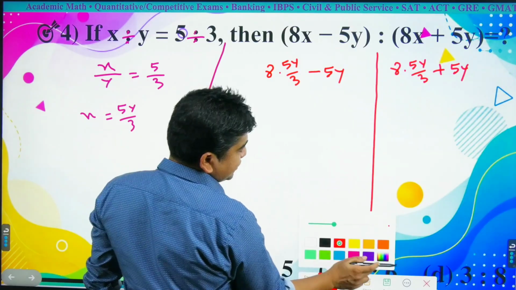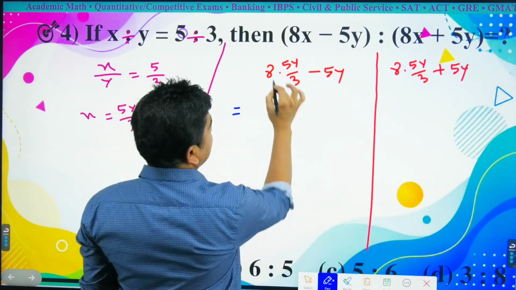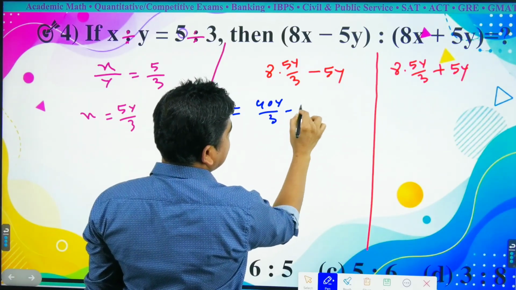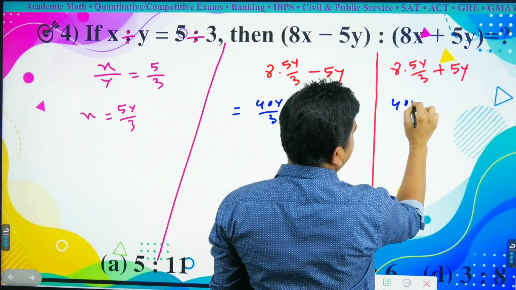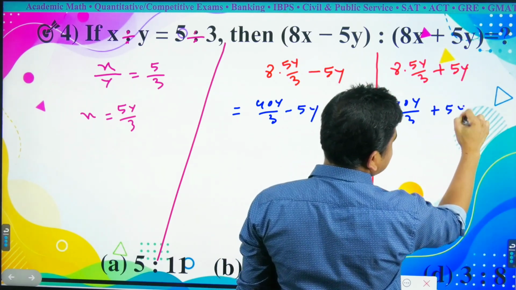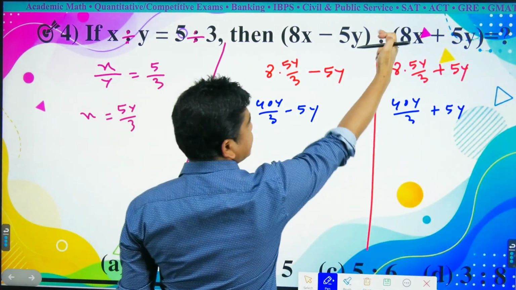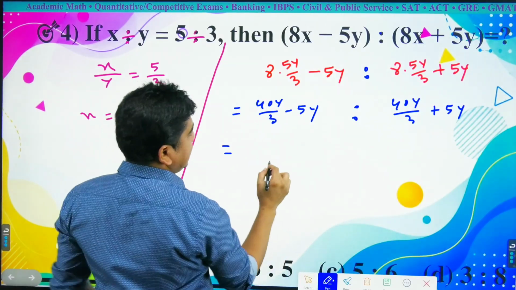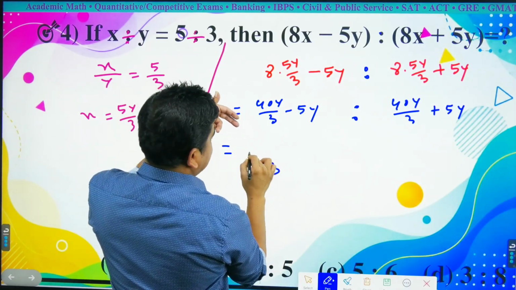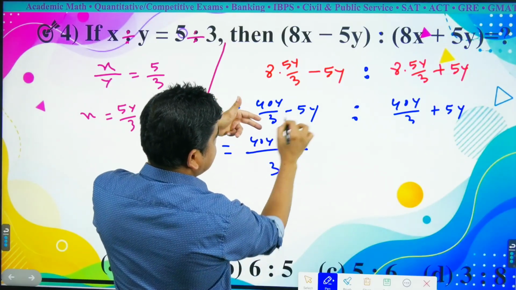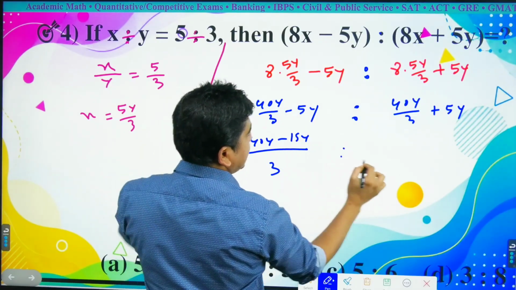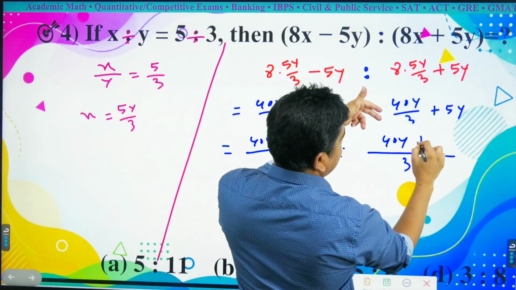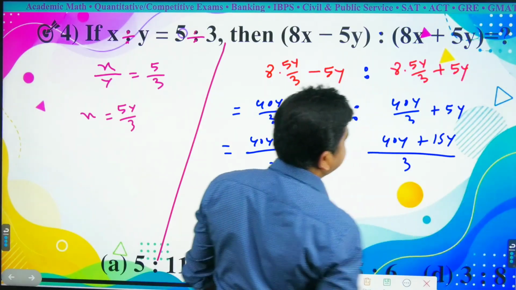Now we can approach to solve. 5y, that is 5 times 8, 40. 40y by 3 minus 5y over 40y by 3 plus 5y. This is 2, so we can write it. If we take 3 as the LCM, then we can write 40y minus 3 times 5, 15y. Similarly, 40y plus 3 times 5, 15y.